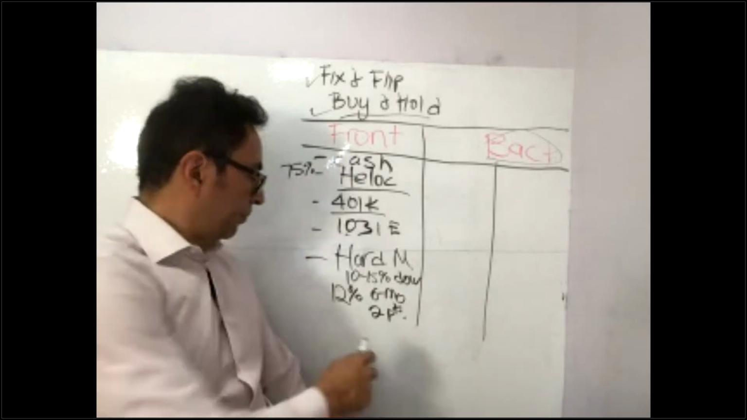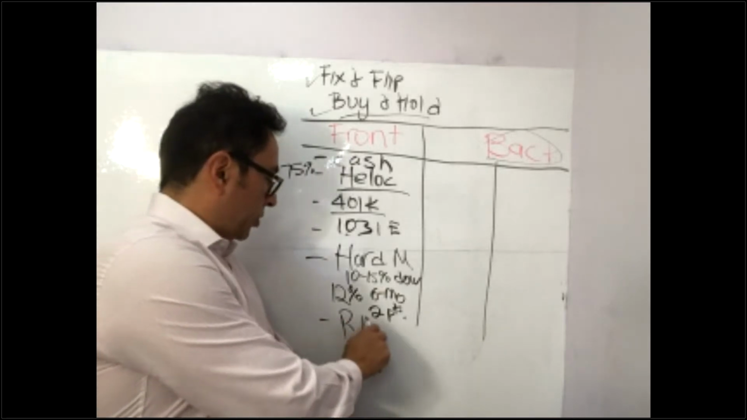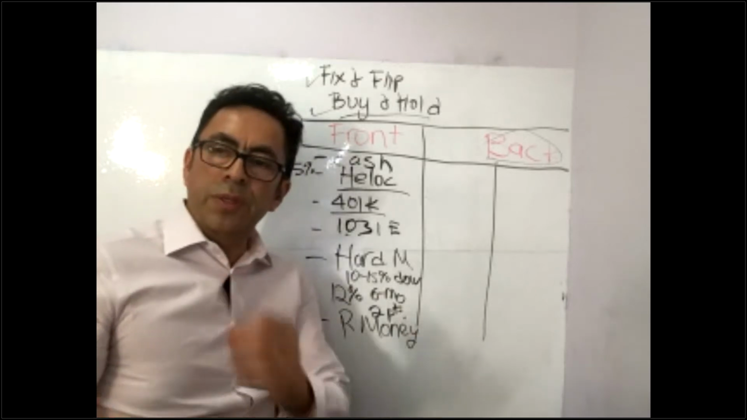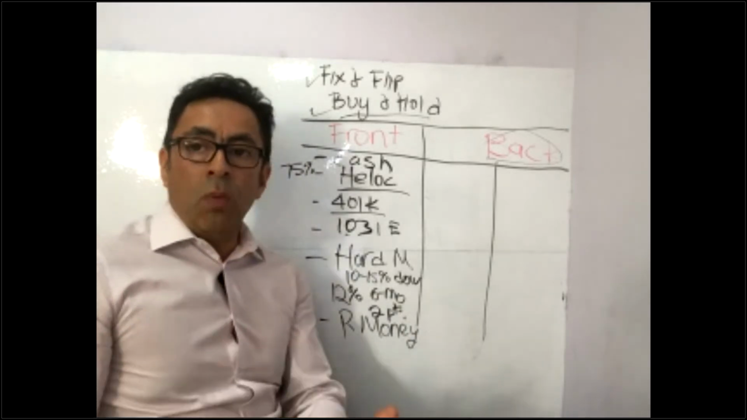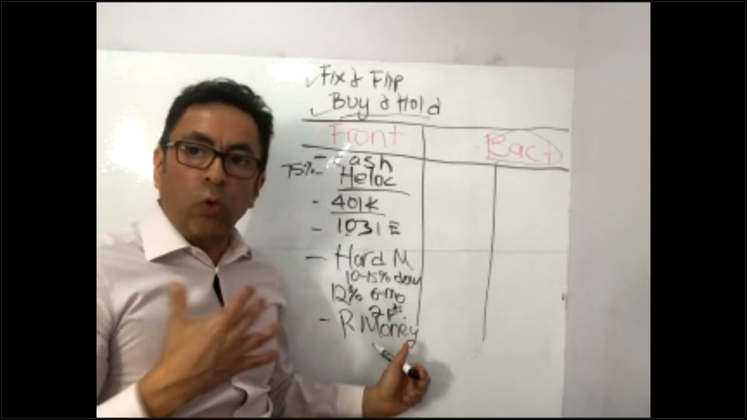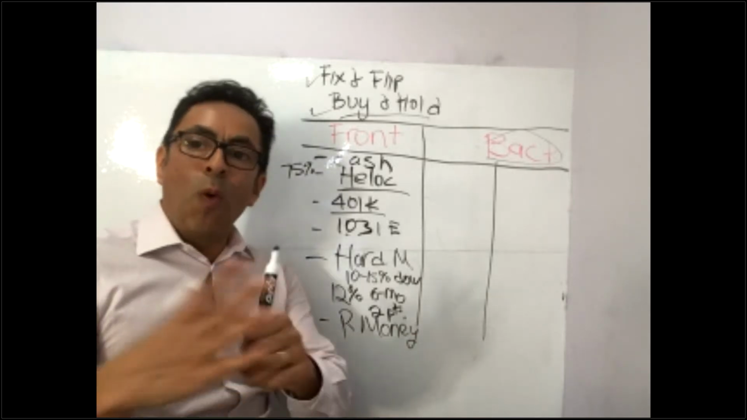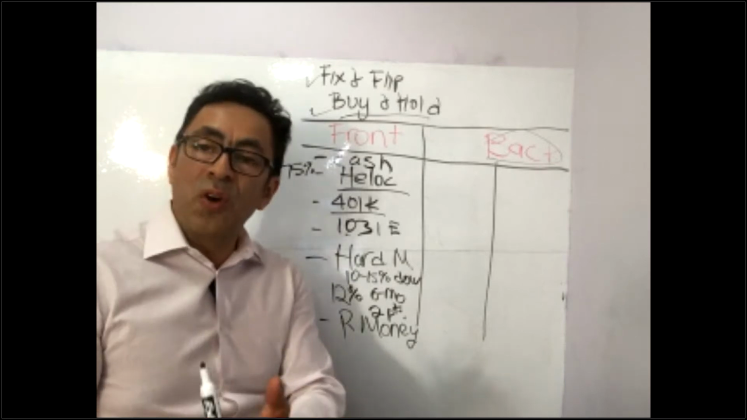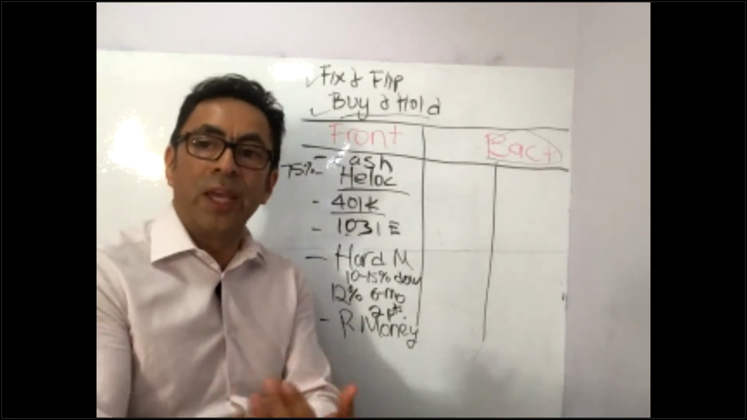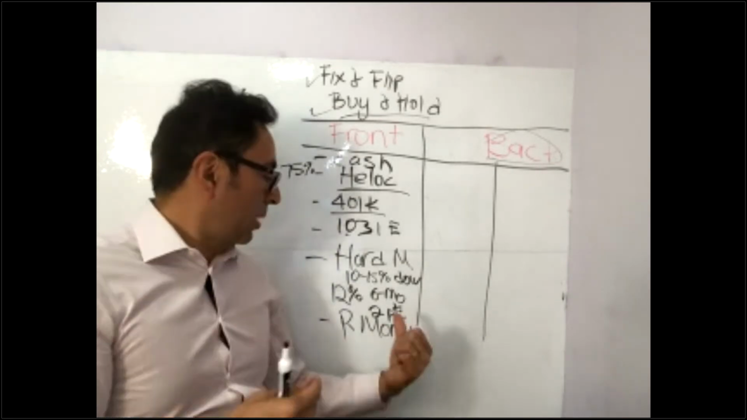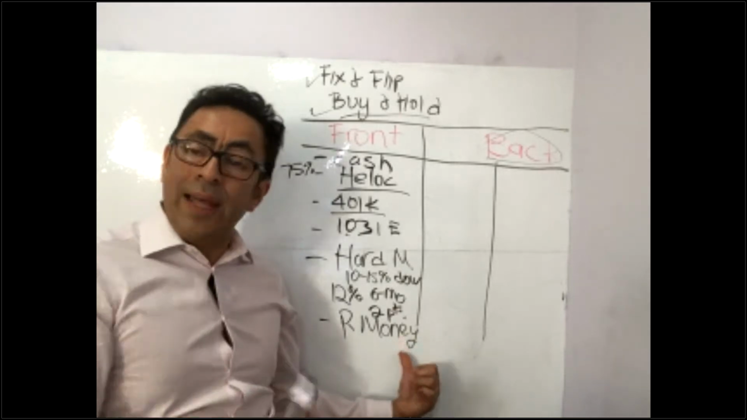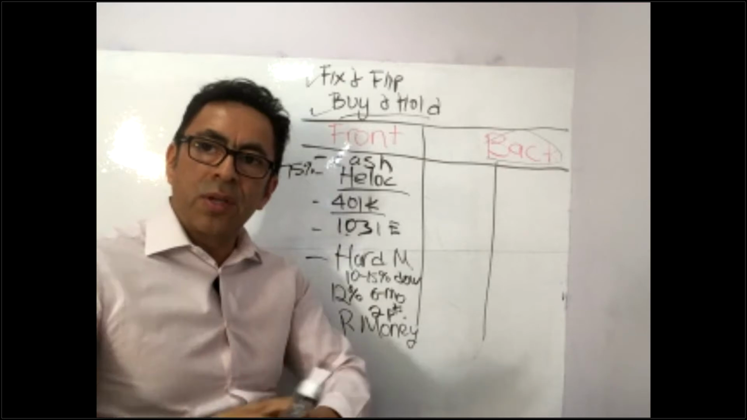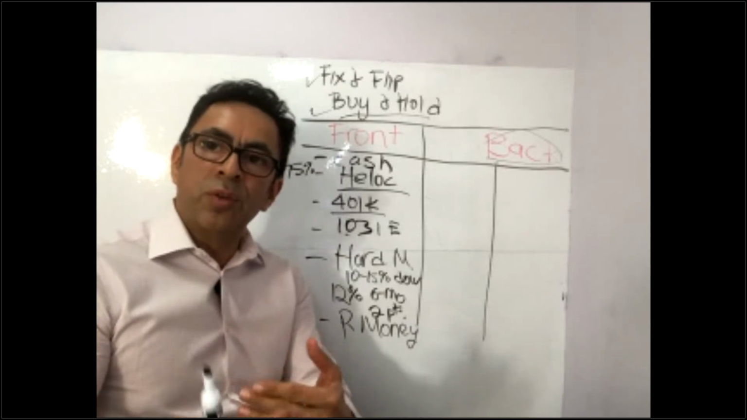And then you have the private money lenders. Private money lenders, okay, those are individuals that you know that can lend you money. So this is a great resource. However, it's relationship based. So it's who you know. If you don't know somebody who's got enough money to lend you, then you won't be able to utilize these lenders.